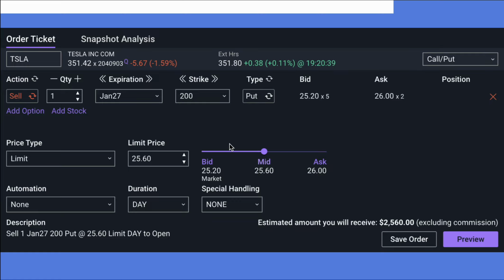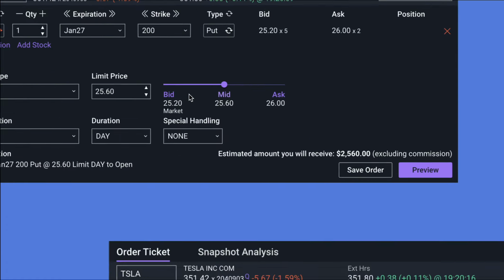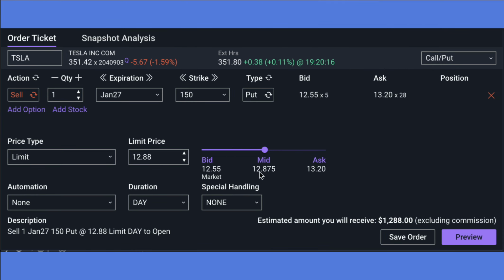Someone will pay $2,560 for the option to sell at $200. And even $1,200, so almost $1,300 for the option to sell at $150. So almost 60% lower than what Tesla is trading at today.